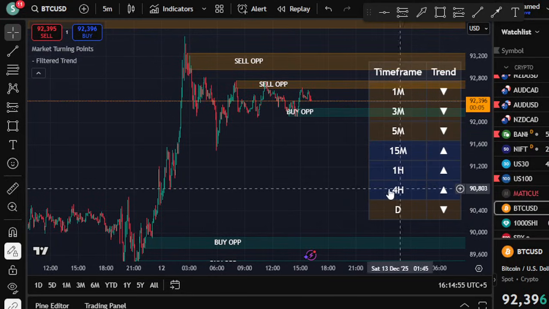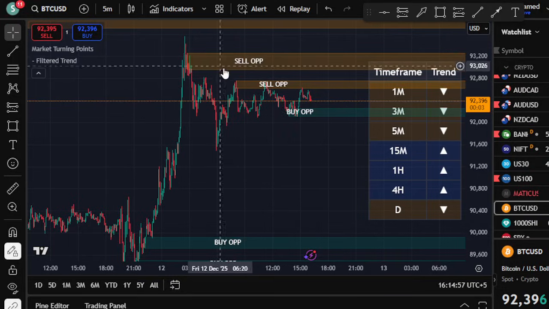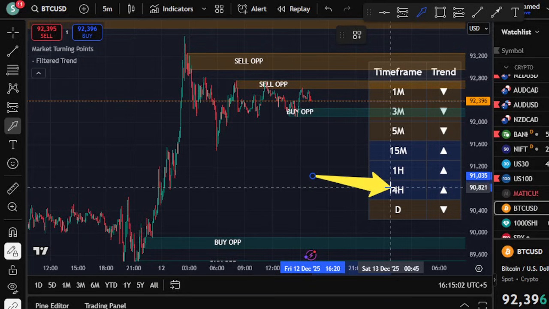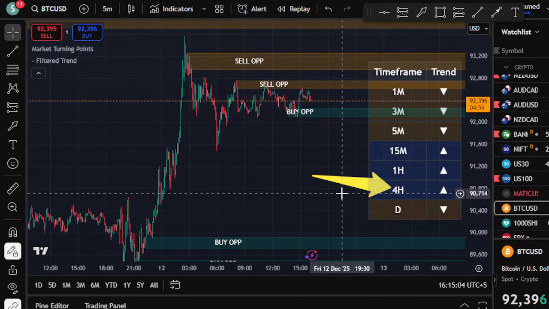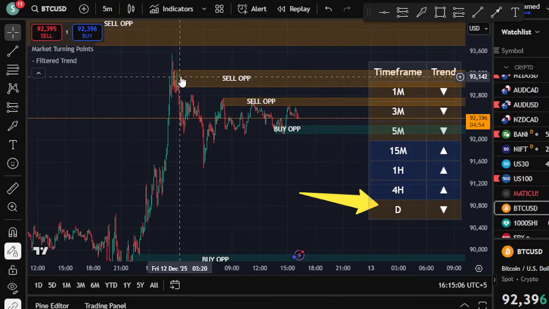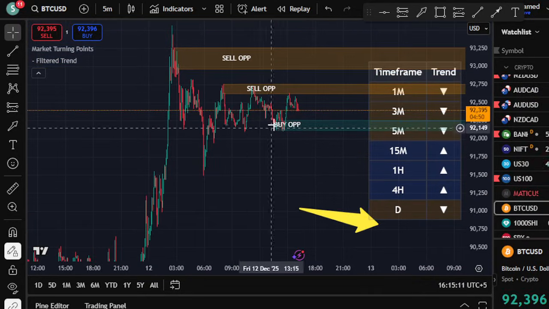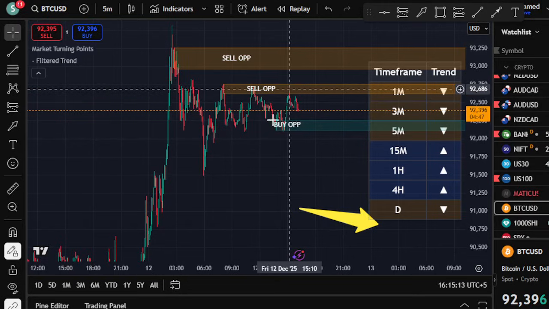Okay, now just look at here. Every retail trader will be selling here. Just look at here what the filter trend is telling you. The filter trend is telling you the 4 hour is bullish. Now this is the one bullish opportunity that has already given a pullback from here.